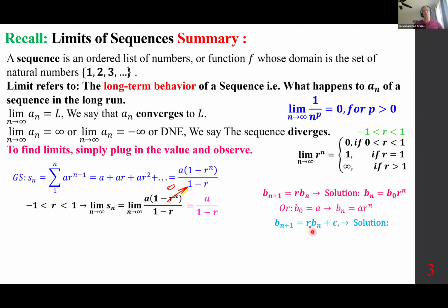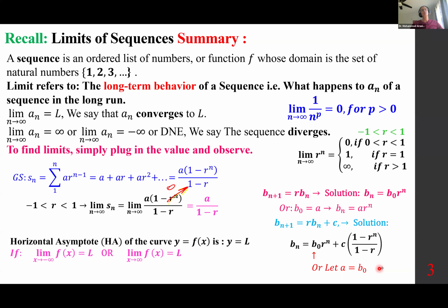medications to patients at a specific time step, then we get b sub n being b sub 0 r to the power of n, plus we add this term c times 1 minus r to the power of n over 1 minus r, as usual, b sub 0 or a.